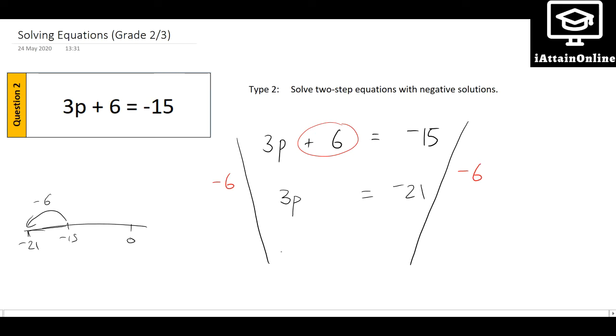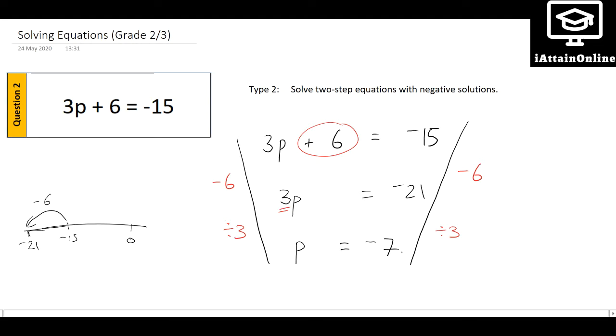Now, because I want to end up with p equals, I need to divide by the number in front of the letter. So I'm going to divide both sides by 3. On the left hand side I'm just left with p, and on the right hand side 21 divided by 3 would be 7. But remember, I said at the start, for the type 2 questions you need to be comfortable with operations with negatives. We are doing -21 divided by +3. Now a negative divided by a positive gives me a negative. So the answer to this one is -7.